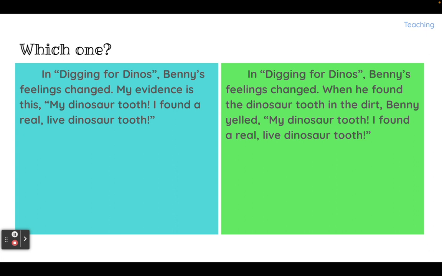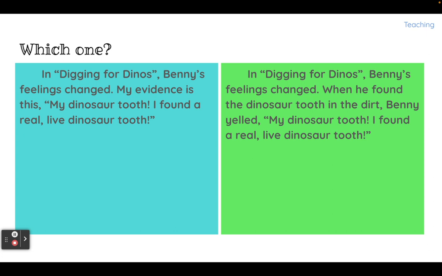In digging for dinos, Benny's feelings changed. My evidence is this: my dinosaur tooth. I found a real live dinosaur tooth. Okay, pretty good, right? Does that show how Benny's feelings changed? Kind of. Okay, what about this one?